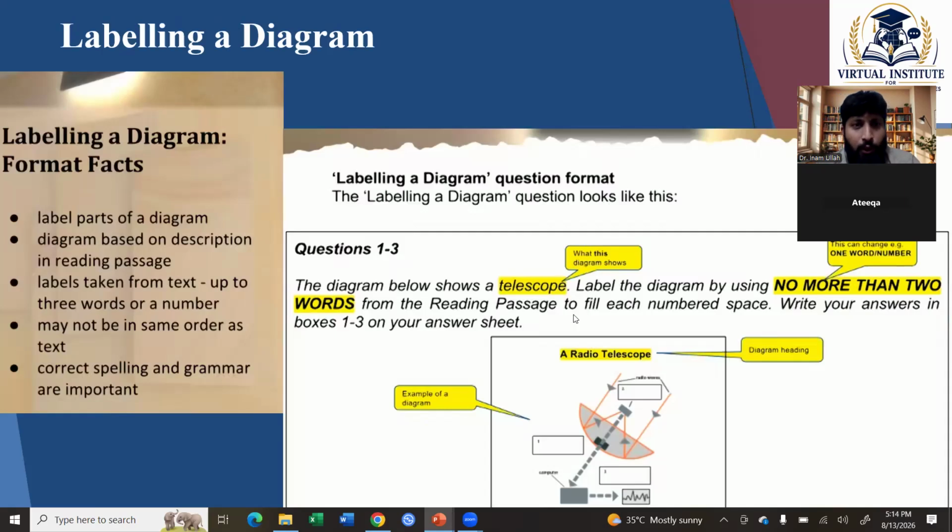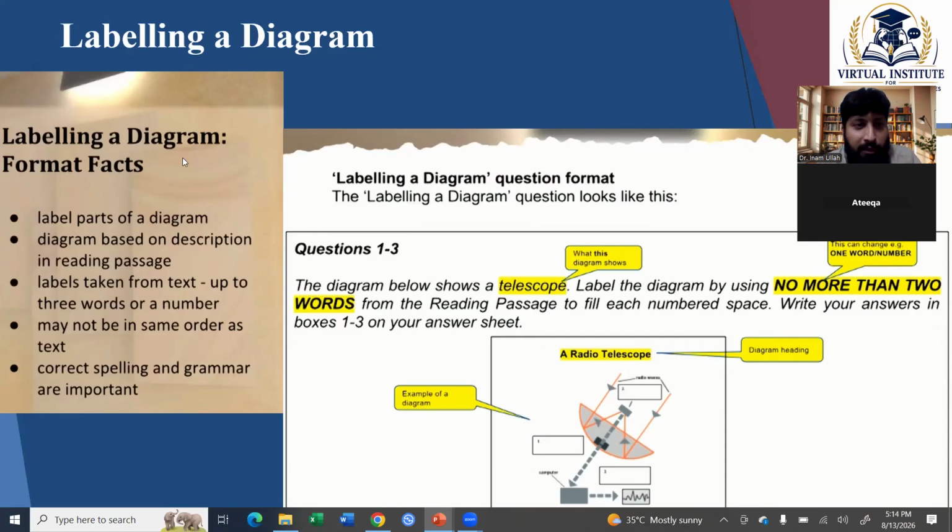First, we will be discussing labeling a diagram. In the IELTS reading test, you may get a diagram, right, along with the passage, and you might be asked to label some of the portions of the diagram. And there'll be proper instructions, as you may have in other question types as well.